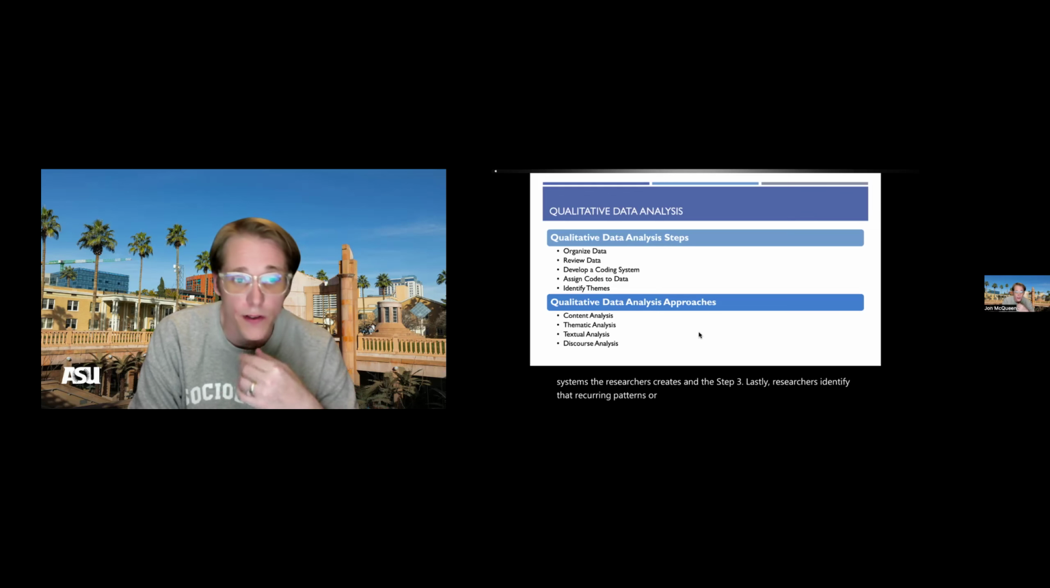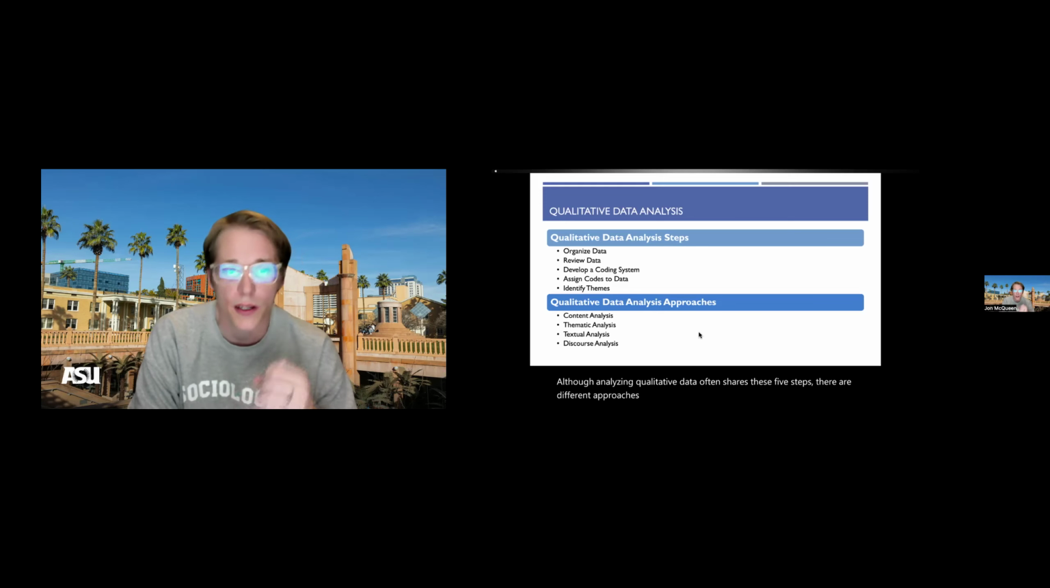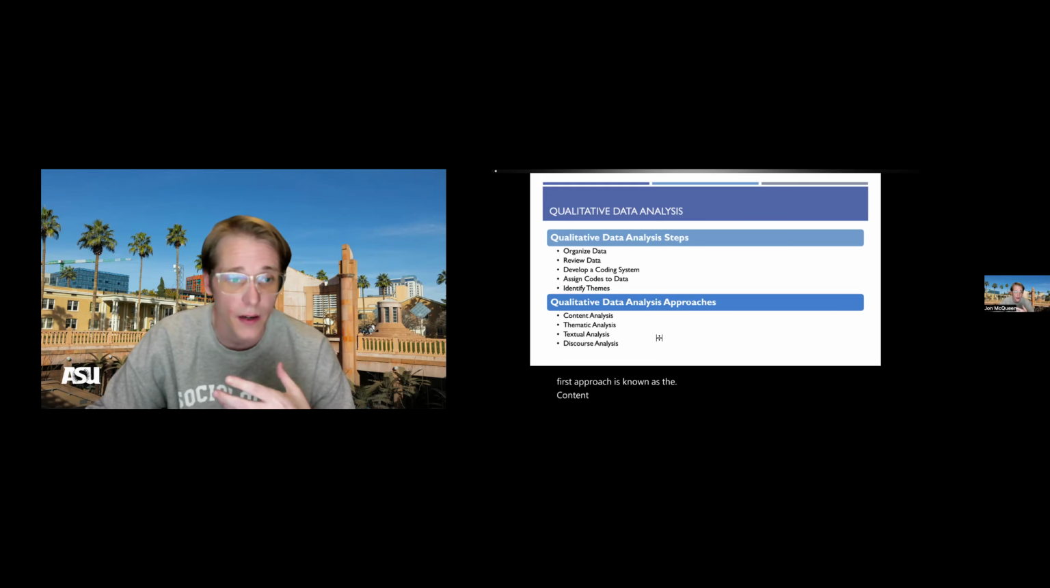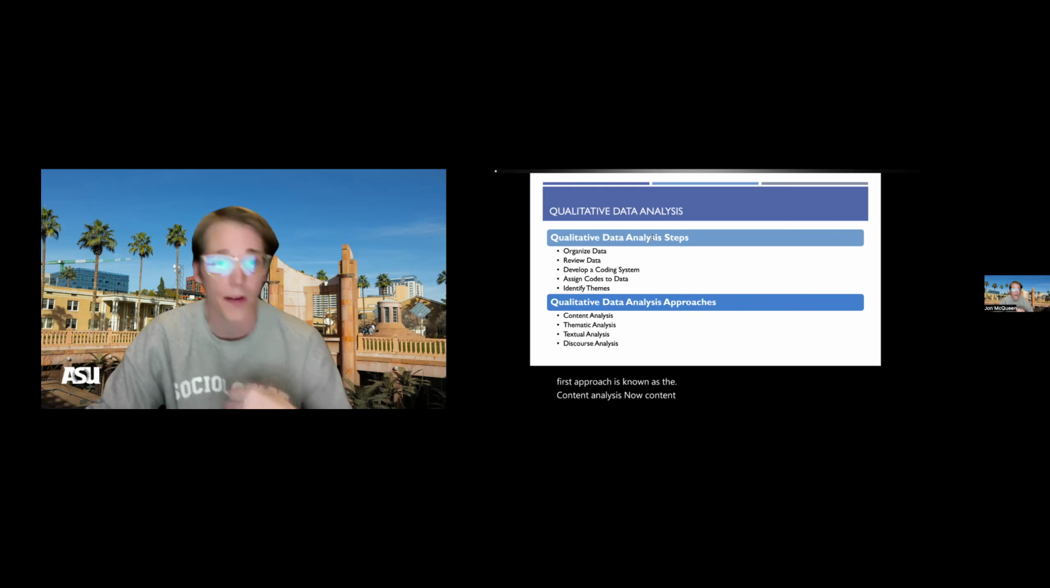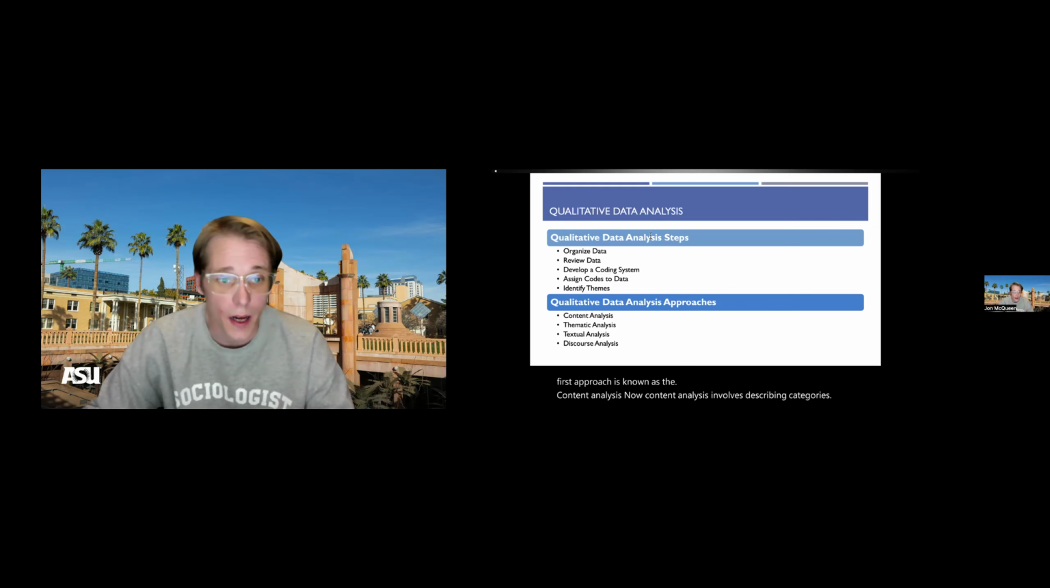In this step, researchers look at the codes and link them together into overarching themes. What is standing out? Although analyzing qualitative data often shares these 5 steps, there are different approaches that can be used to analyze that qualitative data. The first approach is known as content analysis. Content analysis involves describing and categorizing the common words, phrases, and ideas.